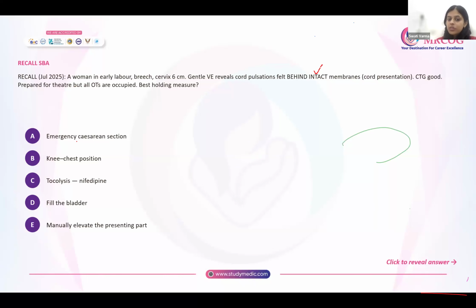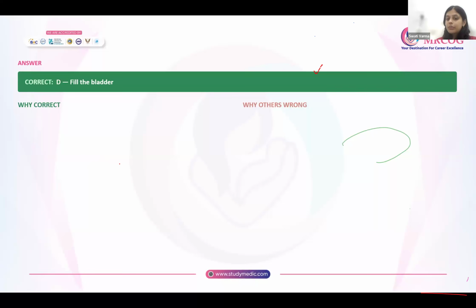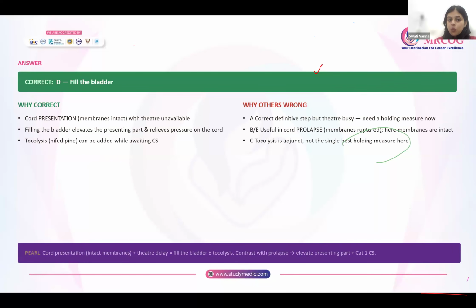Of course, not emergency CS because OTs are occupied. Tocolysis, fill the bladder, or manually elevate the presenting part. So the best option here would be to fill the bladder. This is the preferred option to elevate the presenting part instead of manual elevation.